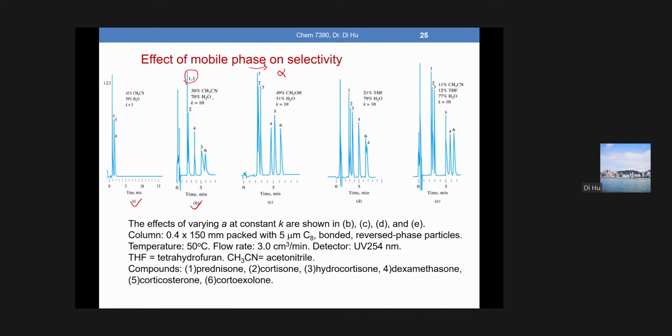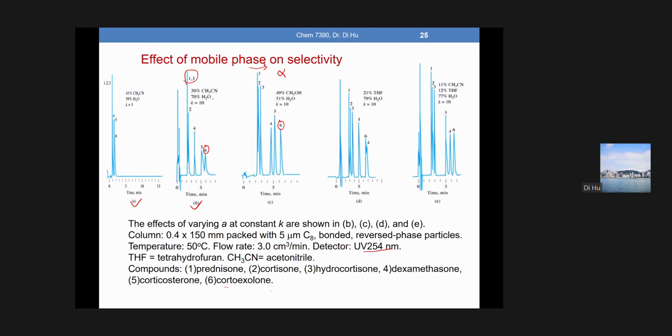Okay, so again, these are 6 steroids, compounds 1, 2, 3, 4, 5, and here are their names. The K value corresponds to peak number 6. We are talking about the K value of number 6 because it's the last one to come out. This is the reverse phase column, using a UV detector. Okay, so let's see what happened.